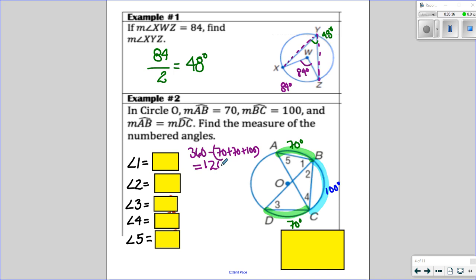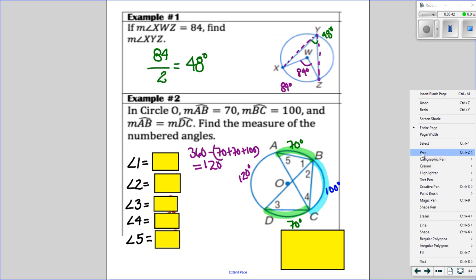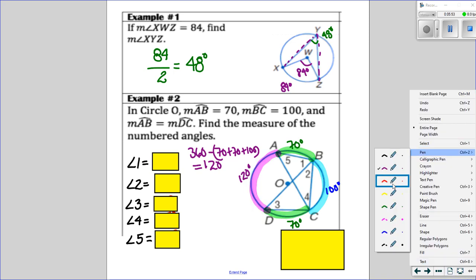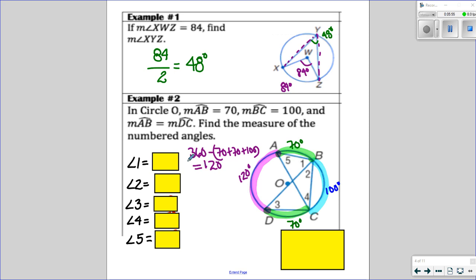So that means that arc is 120. In order to find the inscribed angle, we need to do half of 120. So half of 120 is going to give us 60. So 120 divided by 2 gives us 60.